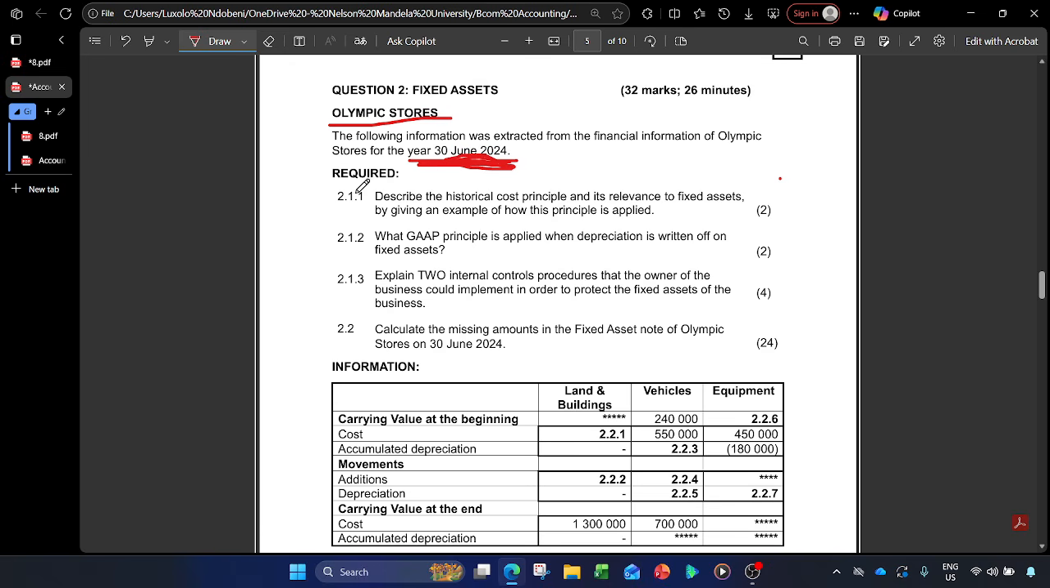So it is important to read and see what is the financial year or accounting period of each business that you are doing. So 2.1.1, they say we must describe the historical cost principle and its relevance to fixed assets, right? By giving an example of how this principle is applied.